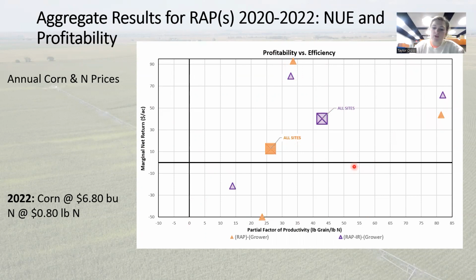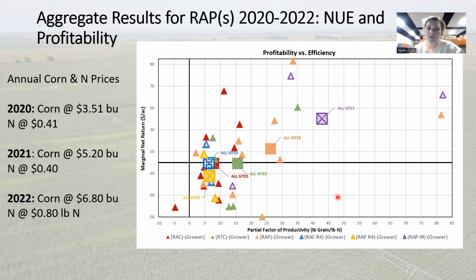And then just kind of look at all the sites that we've done since 2019. We can really see this increase over the past few years. It really has increased, moving farther and farther into this top right quadrant. So it's really exciting just to see over time the correlation of this method. The corn prices are listed over here, and each year is calculated at that specific corn price. So this year, all of our values were at $6.80 corn and 80 cents per pound of nitrogen.